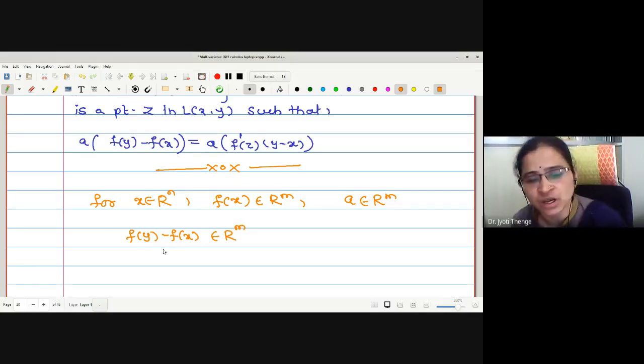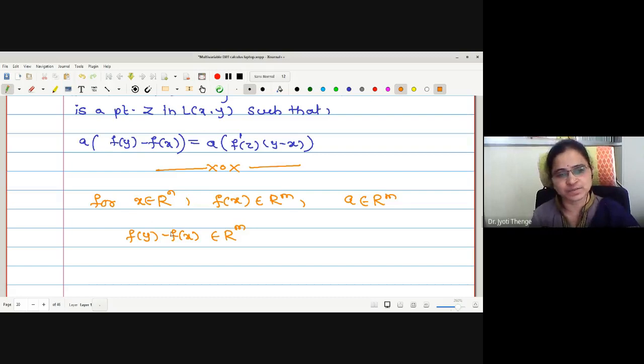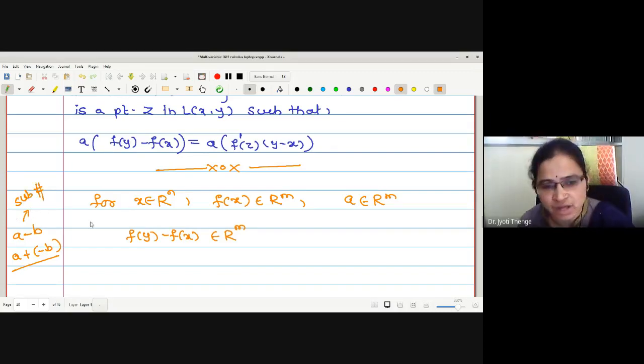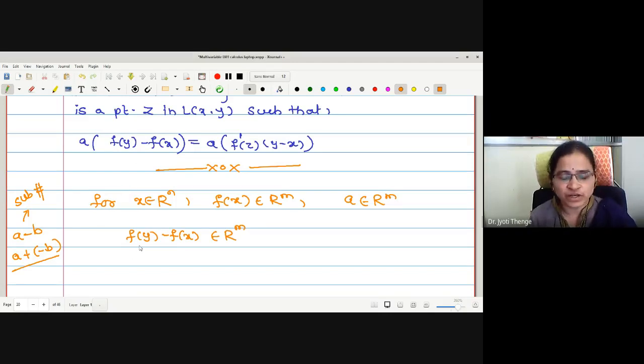This is actually subtraction, but in vector spaces we have not defined a subtraction. Subtraction is taken to be addition with an additive inverse. Whenever we define a minus b, it actually means a plus minus b, where minus b is the additive inverse of b. Therefore, this is defined as an addition of a with the additive inverse of b. We have not defined a subtraction in the vector spaces. So this fy minus fx is an addition, and Rn is closed under addition, therefore this vector belongs to Rn.